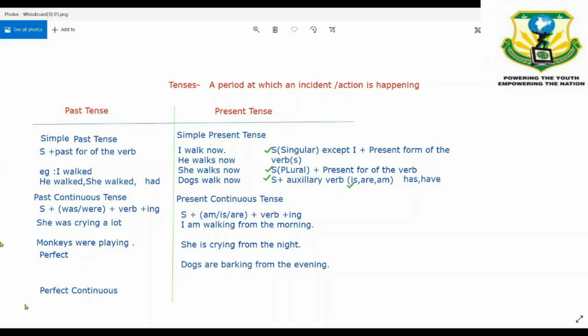And perfect and perfect continuous, we have time to see in upcoming sessions. In today's session, we learned about two main tenses, past and present, and two subdivisions of these: simple present, simple past, present continuous, and past continuous. These are the four topics that we covered along with the formulas.